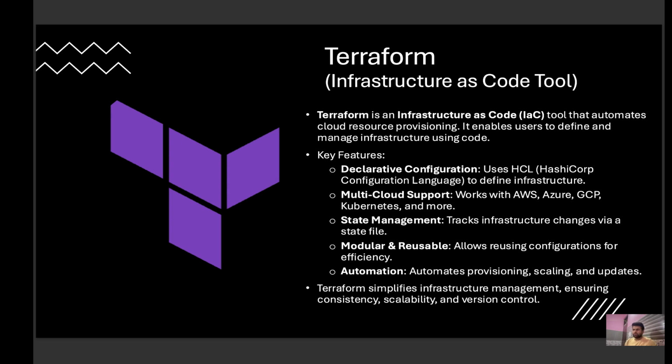And if you want to allow some ingress rule, like for a security group, any of the ports you want to allow, you just have to define the ingress rule in Terraform and apply it, and it will make the changes immediately in the AWS EC2 instances, in the AWS EC2 ingress rules. This is what is known as security groups. Terraform simplifies infrastructure management, ensuring consistency, scalability, and version control as well.